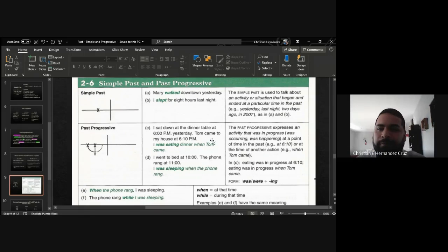And for the past progressive, this expresses an activity that was in progress, was occurring, was happening at a point of time in the past, for example, at 6:10, or at the time of another action. For example, when Tom came. Okay, let's take a look at sentence C.